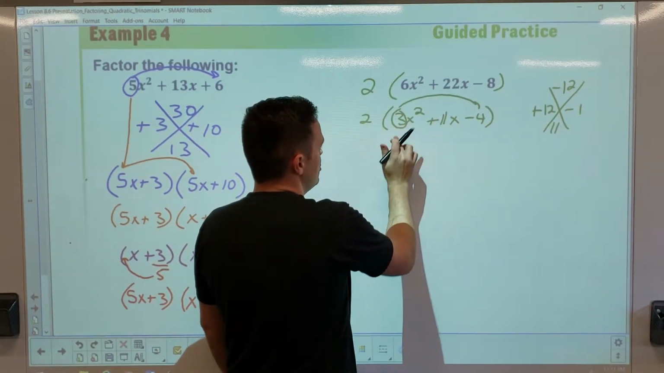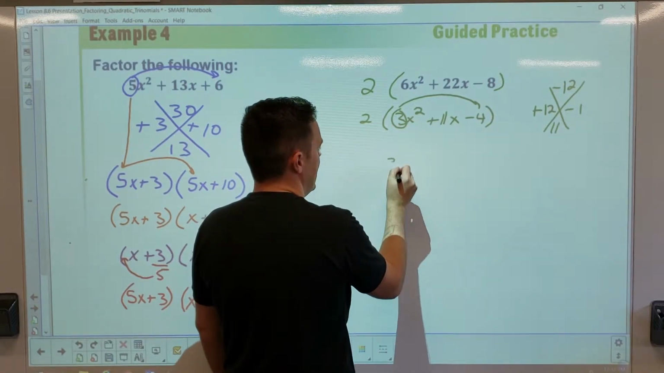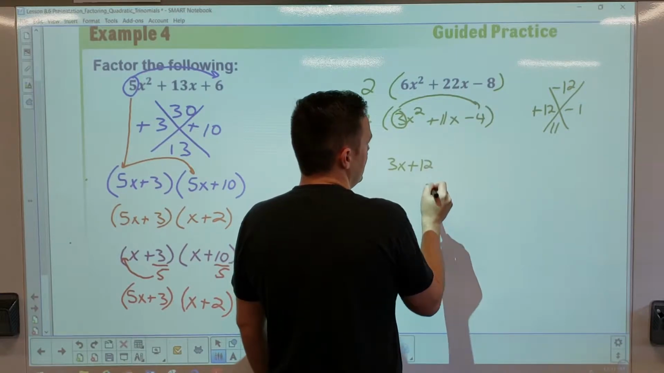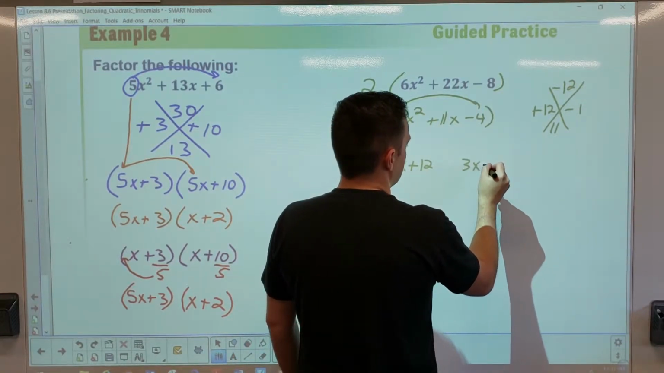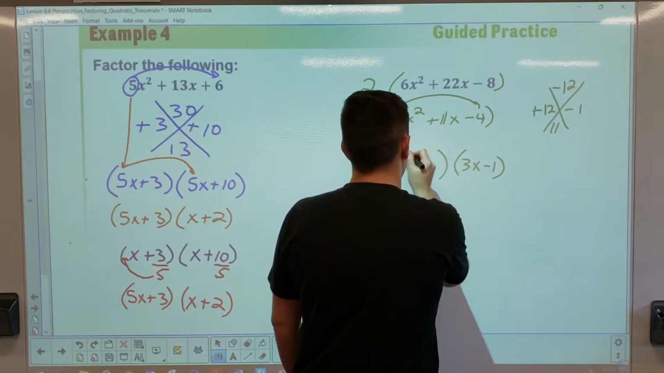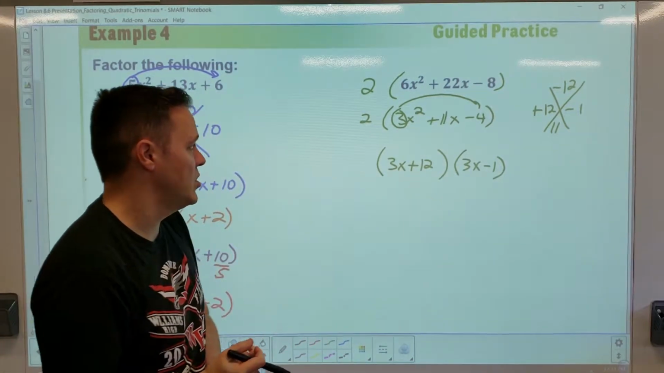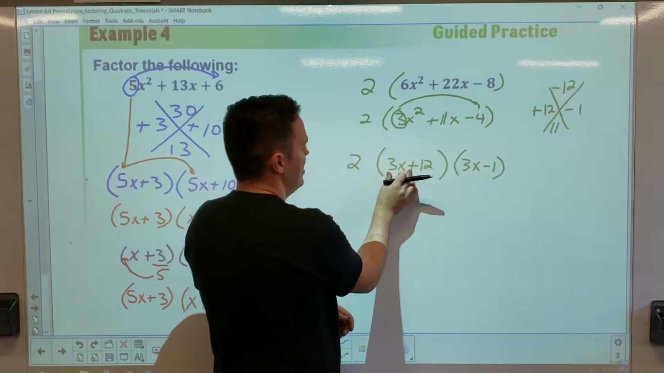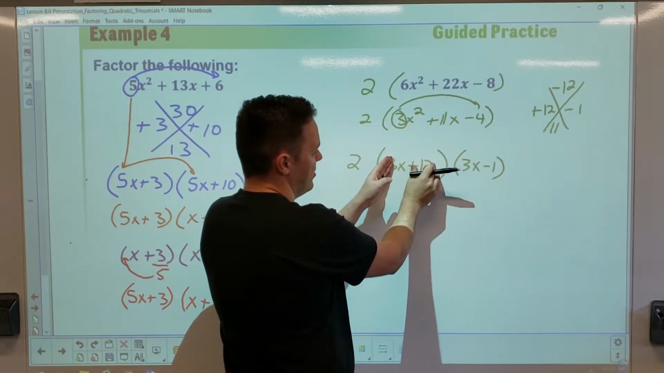So we're going to use this one now. It's 3x plus 12, and then it's 3x minus 1. So there's your setup right there. And then, ladies and gentlemen, when you work on factoring it out, we still have a 2 hanging out here on the outside. Can you factor anything out of this equation?